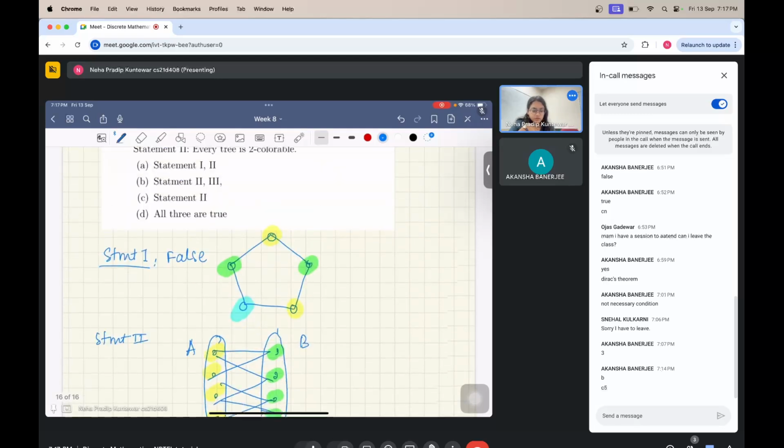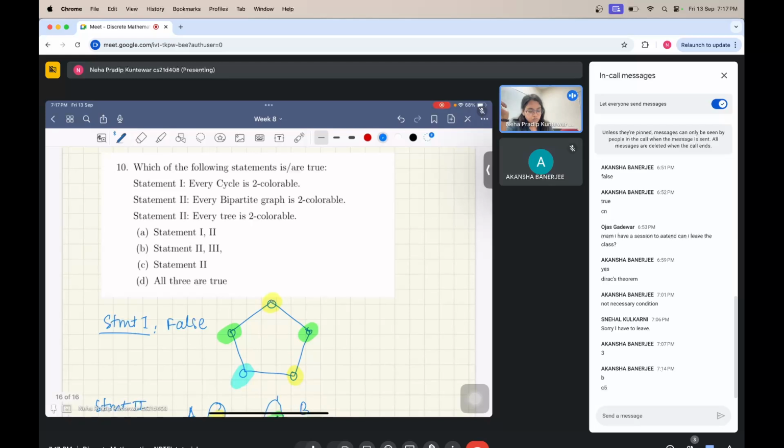So I'll just pose this question. You're saying here that bipartite implies two colorable. What about the other way around? Is it true that if you have a two colorable graph, then it is bipartite?